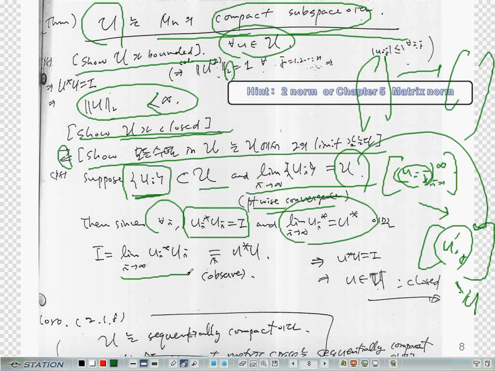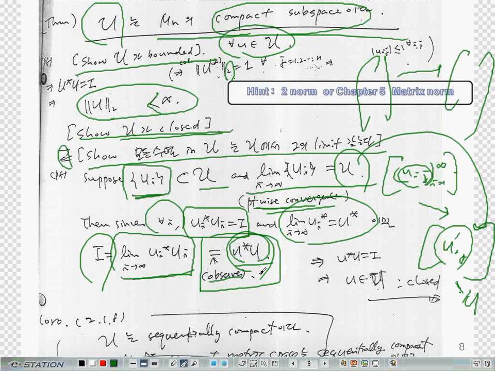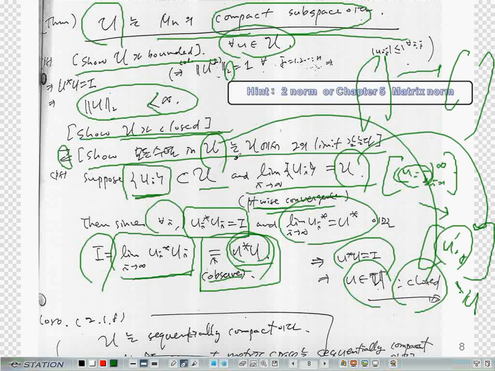What that means is, by the pointwise convergence, you have this condition. That means U star U, the limit, is equal to the identity, so the limit is also a unitary matrix, which is in U. So it's sequentially closed. If U is sequentially compact, then in a matrix space it's always compact. So you can have this fact.